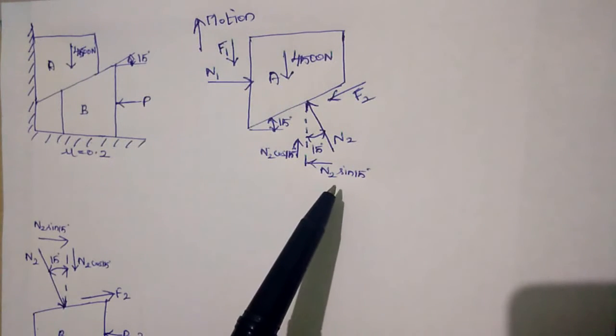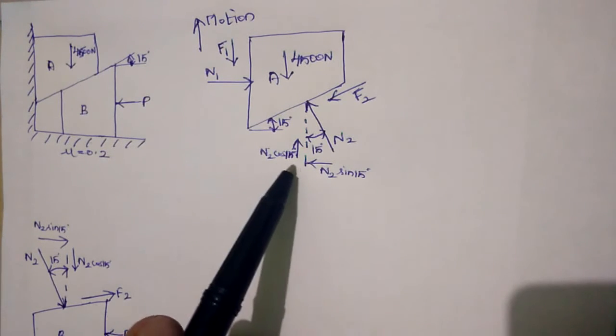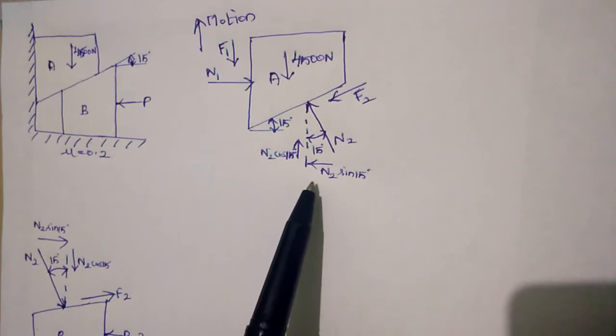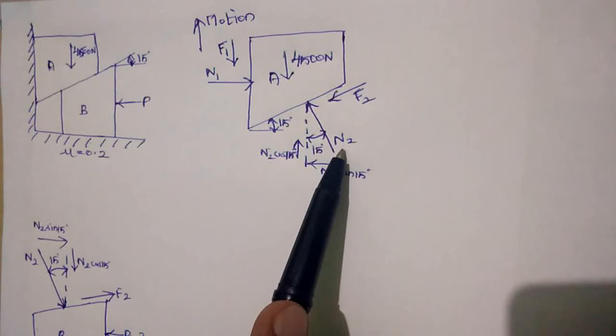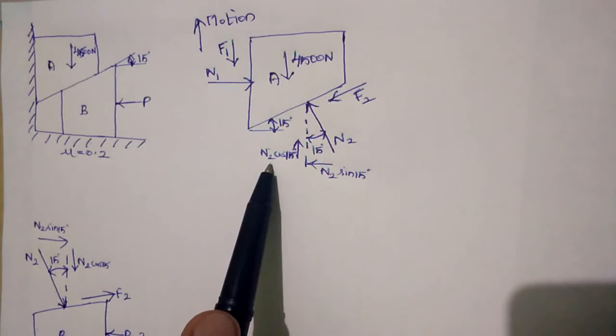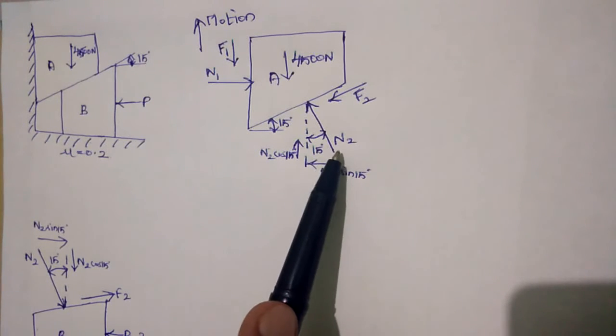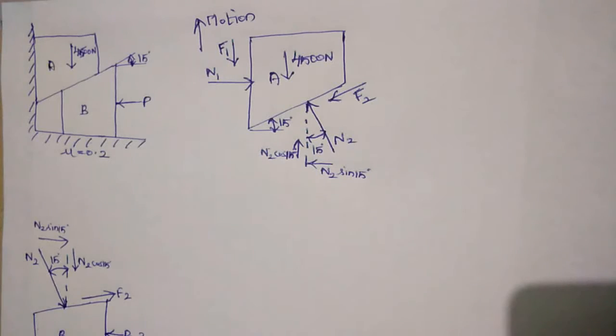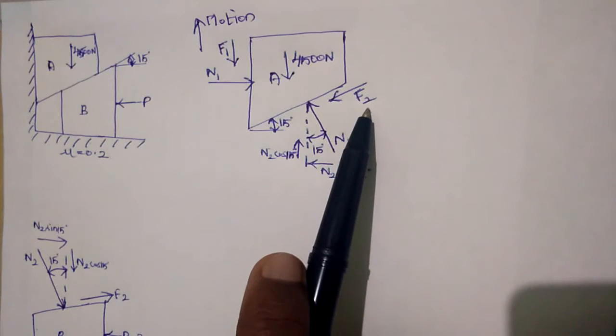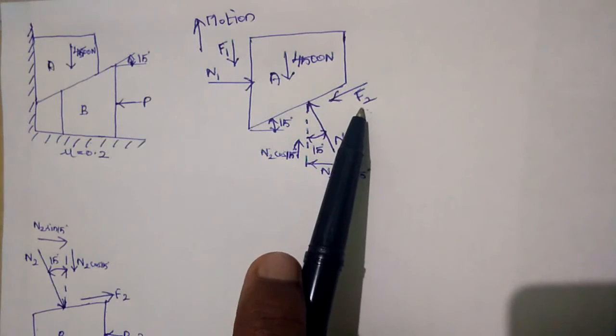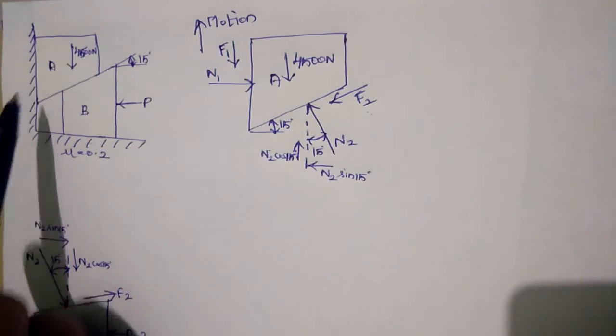N2 sin 15 degree is the horizontal component of the normal reaction N2, and N2 cos 15 degree is the vertical component of normal reaction N2. F2 is the frictional force acting between the block and wedge.